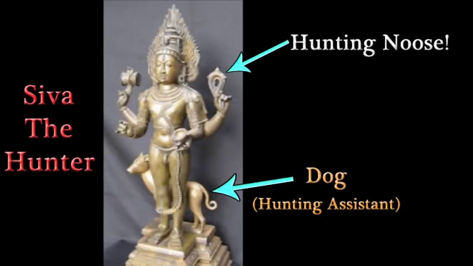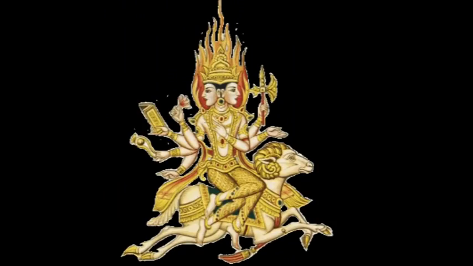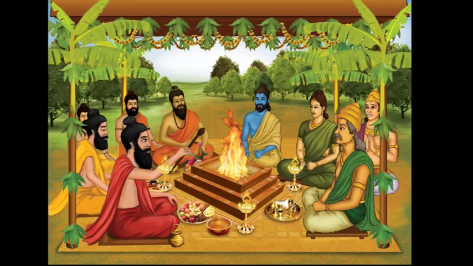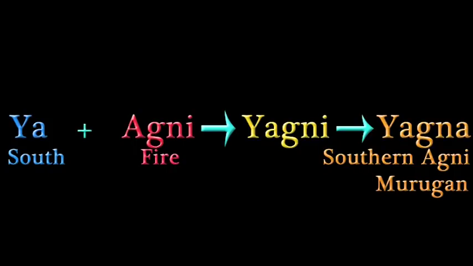For instance, the dog with Kala Bhairava helps us understand that Shiva was a hunter and the dog was his companion which assisted him in hunting. Thus, the goat identifies Murugan as Agni Devan. Yagna means the worship invoking the fire god Agni. Ya plus Agni, Yagni, Yagna.